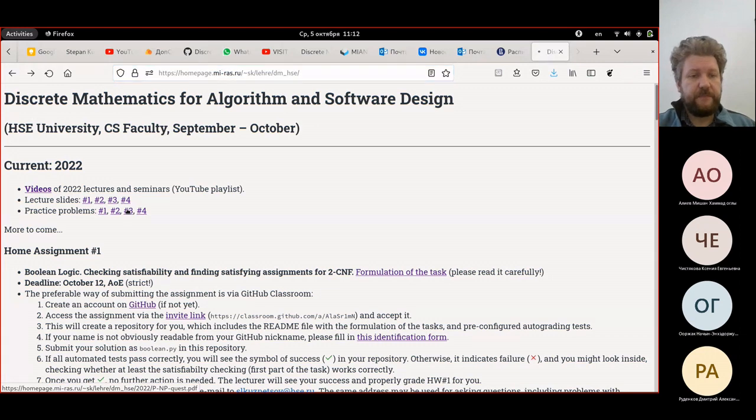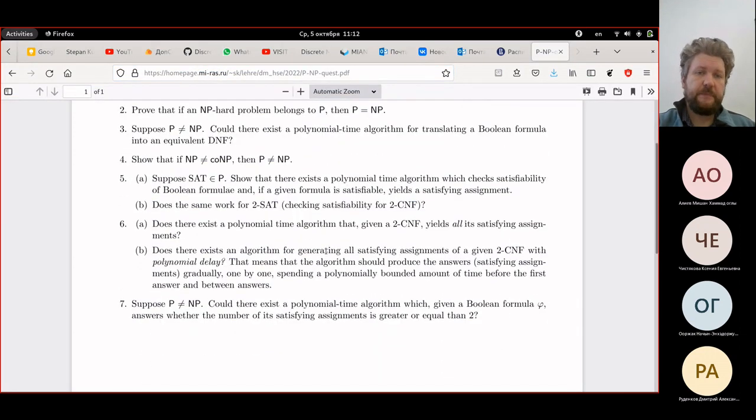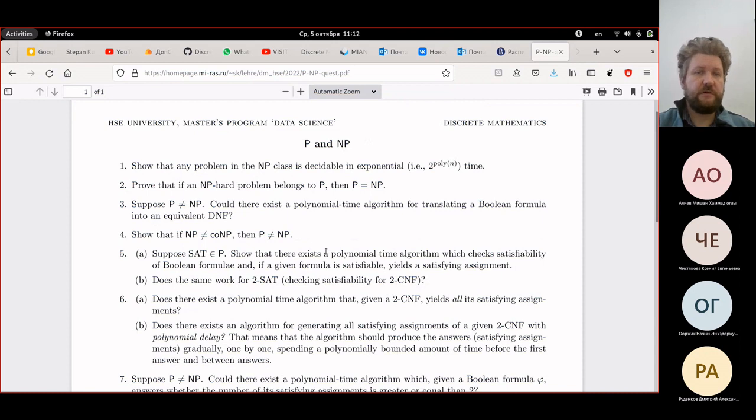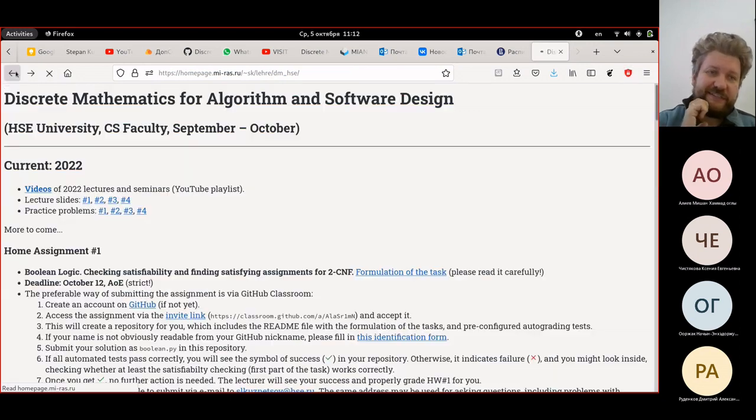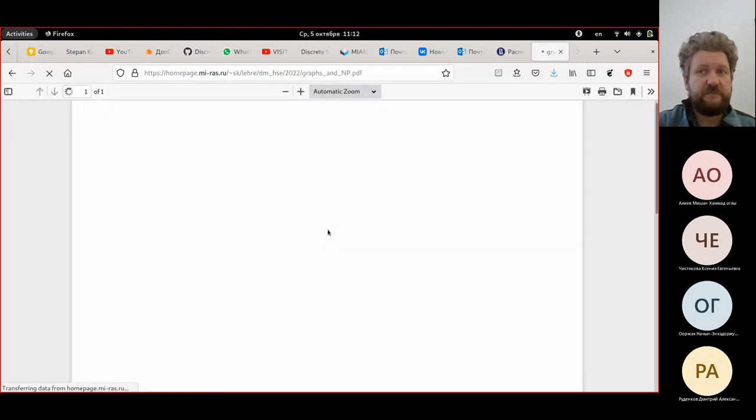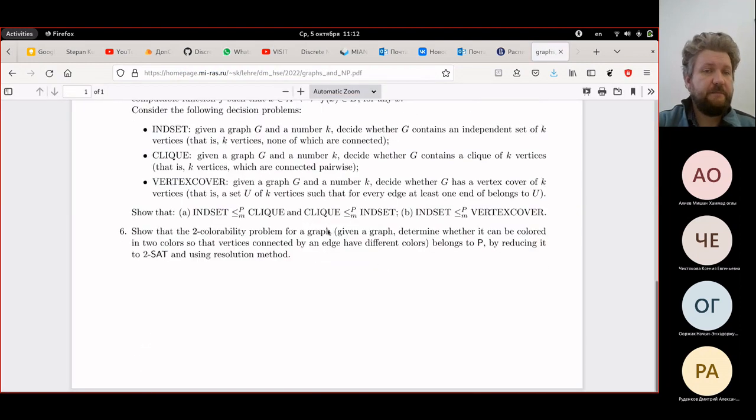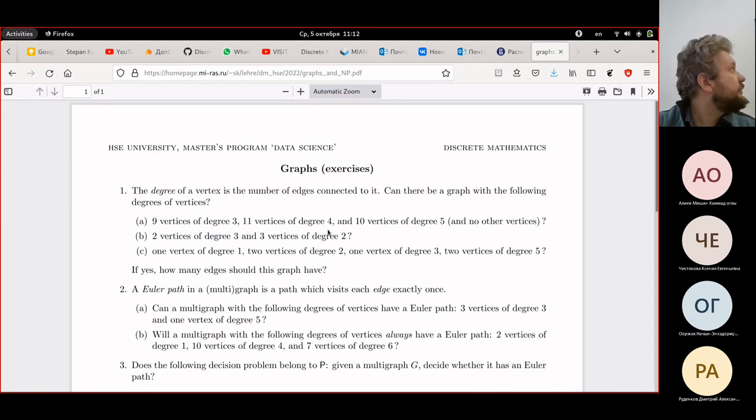So the number three about P and NP was handed out in the previous class, but we didn't even start solving it, so it was homework. That was the first one. The second one, the new one, will be devoted to graphs. I will show it here, but if we have time today, we'll start discussing something from it. If not, we'll postpone it to the next class.